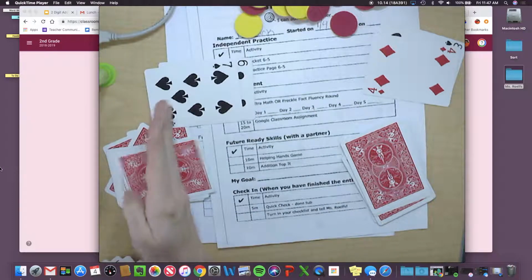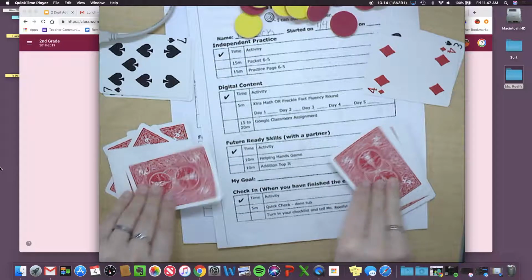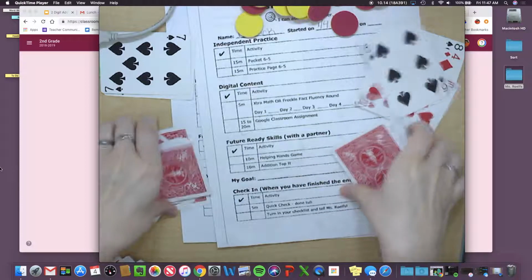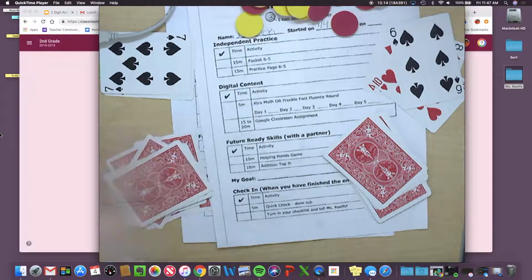7 plus 6 is 13. Let's say this person said the answer right, so they get the cards. Keep playing till all cards are gone. Whoever has the most cards in the end wins. That's how you play those two games.